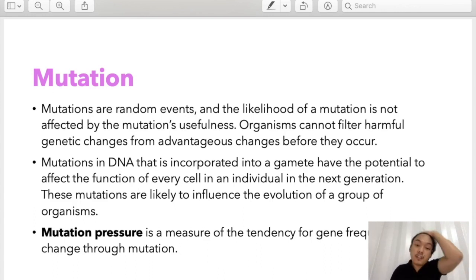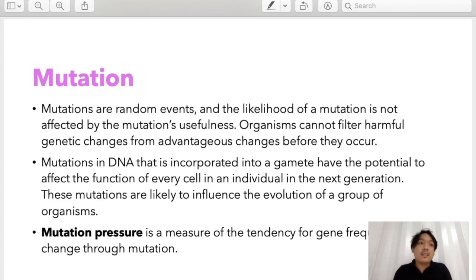Organisms cannot filter harmful genetic changes from advantageous changes before they occur. Just like when you are exposed to X-ray machines, the DNA in the nucleus of your cells might get mutated when your body is exposed to X-ray waves. Your DNA might be mutated, and that is incorporated into your gametes, and then your gametes will be transferred to your offspring.